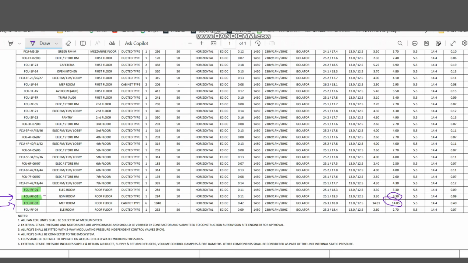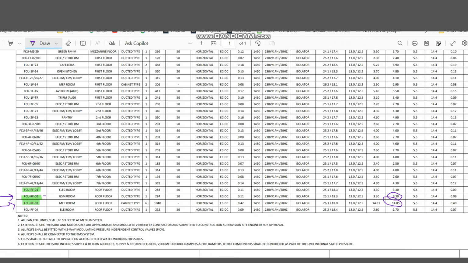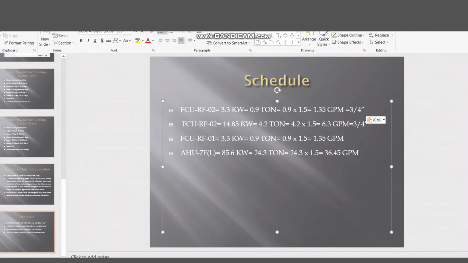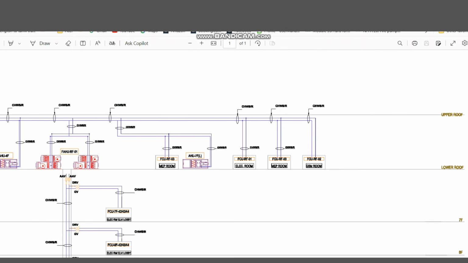Okay, let's go to the example again. These two we already finished: FCU RF2, FCU RF3. Now FCU RF01. If you go to the schedule, FCU RF01 is 3.3 kilowatt. It's the same kilowatt. So 3.3 means the pipe size will be the same. We can follow the 3/4 inch, the same one here. Now you have decided these two pipe sizes.